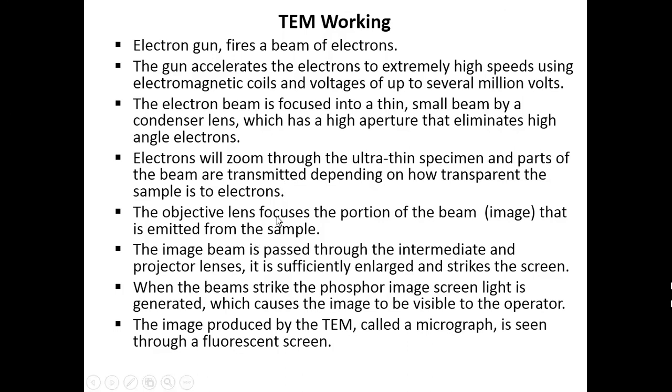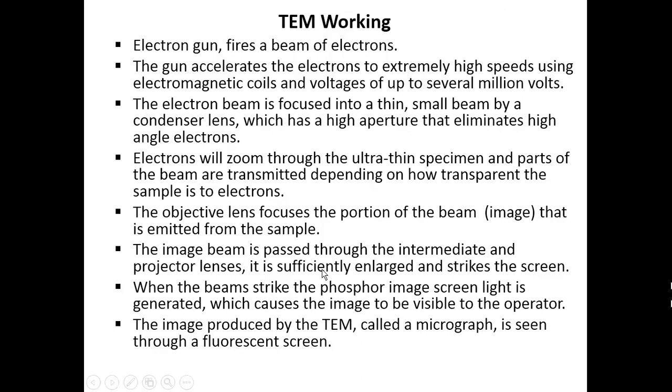The objective lens focuses the portion of the beam that is the image. What does the objective lens focus? It actually focuses the image beam of the electron beam. Actually, it is an electron beam, an image beam, that is emitted from the sample, because it is passing through the sample with interactions.